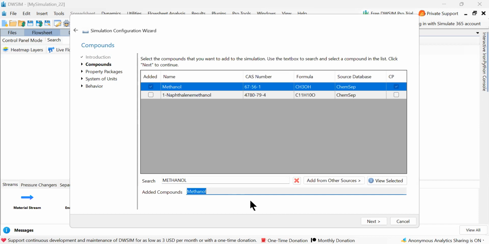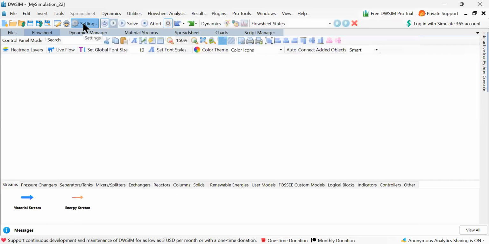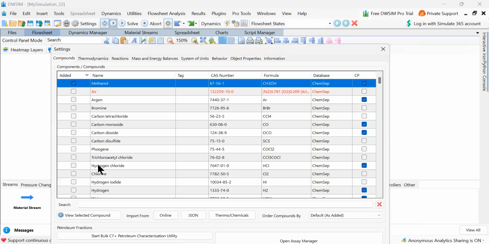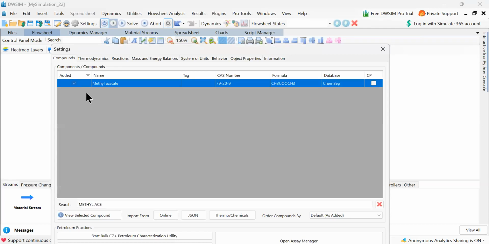Why is it not going? Yeah. So let me go to settings and compounds. Again, I press here, methyl acetate. You can see methyl acetate here. So this is, again, I've taken another compound, and I say fine.